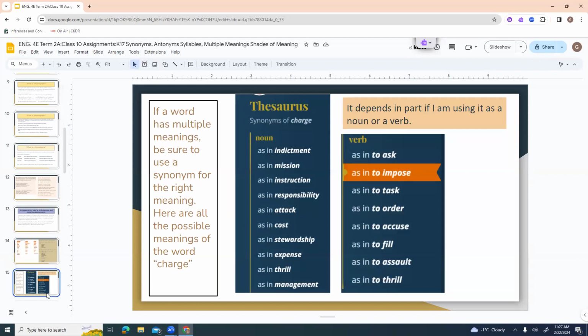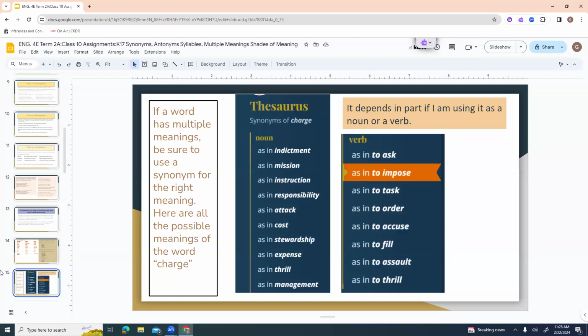Okay. If a word has multiple meanings, be sure to use a synonym for the right meaning. So, for example, the word charge, which to me, I can think of two obvious meanings. I think of, hey, charge it on my credit card, or I think of charge like somebody's going to run forward and attack somebody. But when I looked it up in the thesaurus, you can see as a noun, we have 1, 2, 3, 4, 5, 6, 7, 8, 9, 10 different possible meanings. And as a verb, we've got 1, 2, 3, 4, 5, 6, 7, 8 possible meanings.